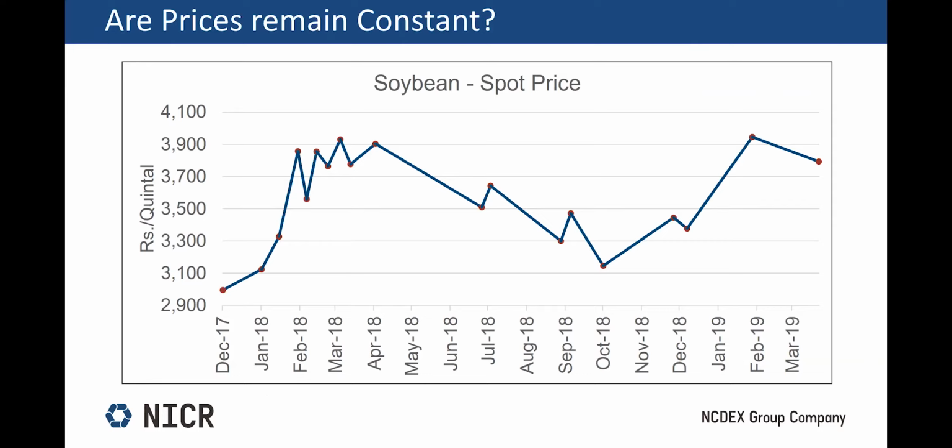This is just an illustrative point through soybean spot prices, which we track from December 17 to March 19, and you can track it for any period of time. You will see that the prices change on an everyday basis, which means that even if there is a higher production system in the country, the prices are never constant. The prices move up and down, and this is what we are going to talk about.